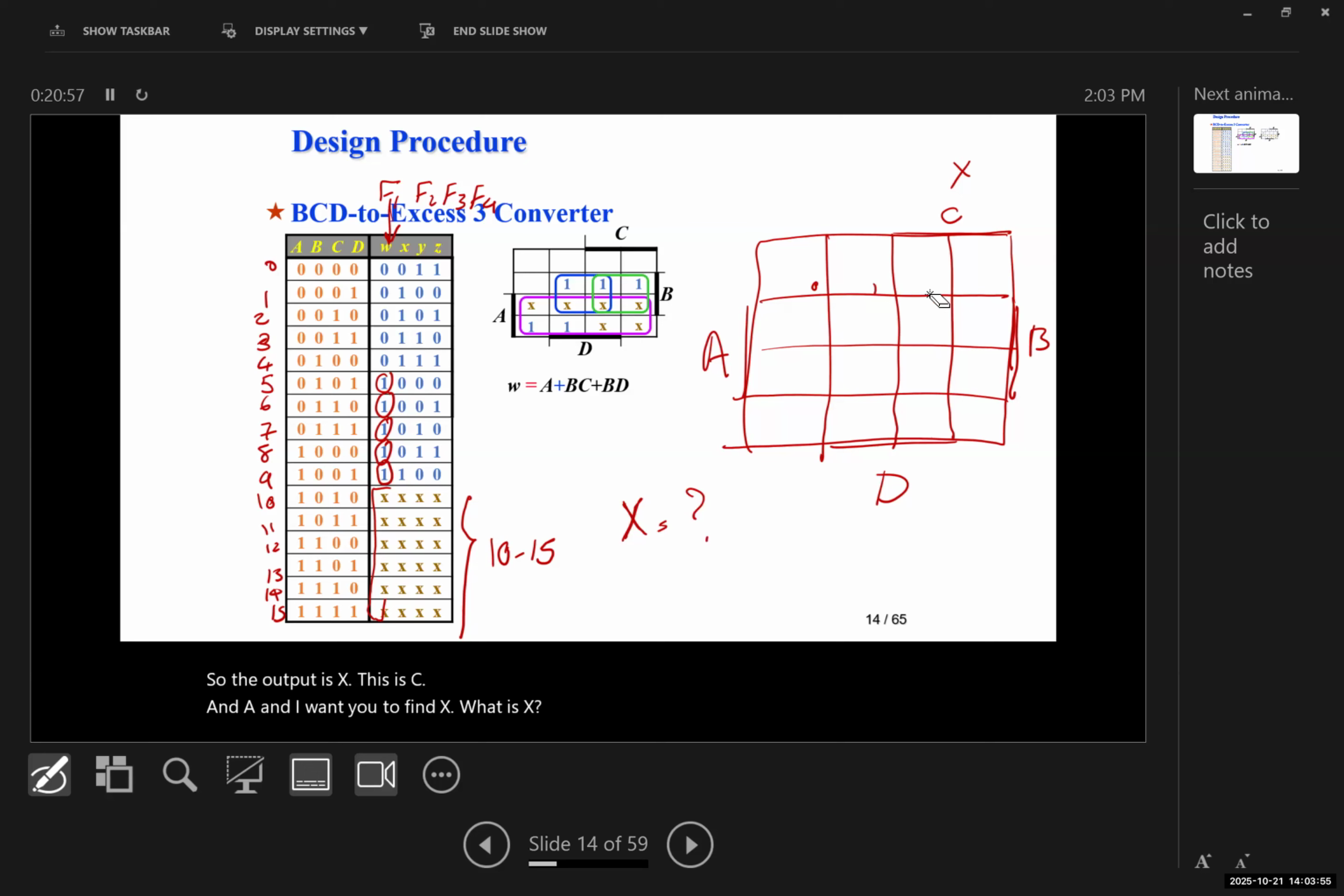Again, this is 0, 1, 3, 2, 4, 5, 7, 6, 8, 9, 11, 10, 12, 13, 15, and 14. I'll give you a few minutes to solve this K-map. I want everyone to solve this K-map. So first find where X is 1 in the second column on the right, and where it's don't care.